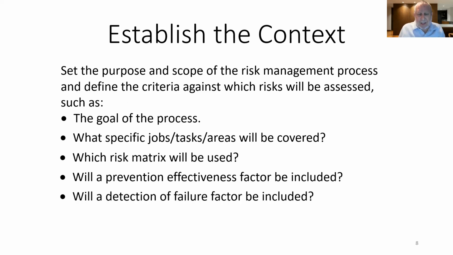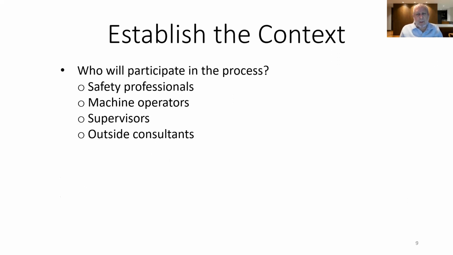Will a detection of failure factor be included? In some cases, they include this because detection of failure can be a factor in the risk. In other words, if something is easily detected, it's probably going to be less of a risk because you can catch it quicker. If it's hard to detect, it could go on for a while and be quite a greater risk before you detect it. So these are some things you have to establish in the context. All right, who is going to participate in this process?